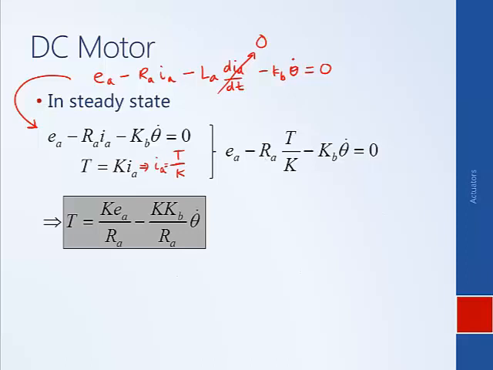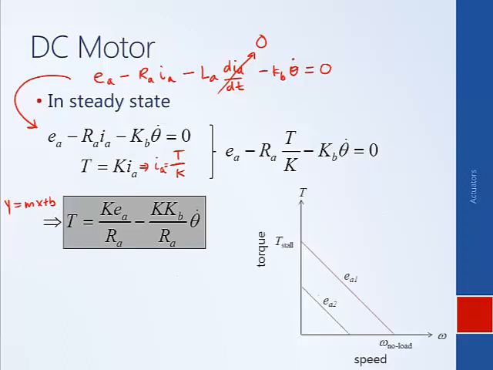If you look at this, you can see that the torque is a linear function of the motor speed. This is a constant. The motor torque constant, the back EMF constant, and the armature resistance are all constants. And then for a given applied voltage, this is also a constant. So it sort of has the form y equals mx plus b, where the torque is the dependent variable and the speed is the independent variable. And so we get a straight line relationship between torque and speed.